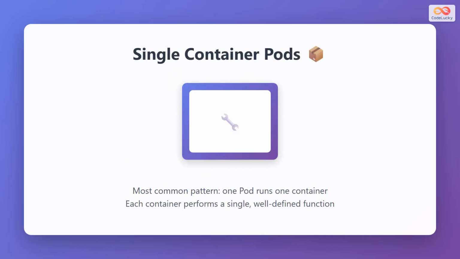The most common pattern in Kubernetes is the single container pod. In this approach, one pod runs exactly one container. This follows the principle that each container should perform a single, well-defined function. For example, a web server container, a database container, or an API service container would each run in their own separate pods. This pattern keeps things simple, makes scaling straightforward, and allows each component to be managed independently.